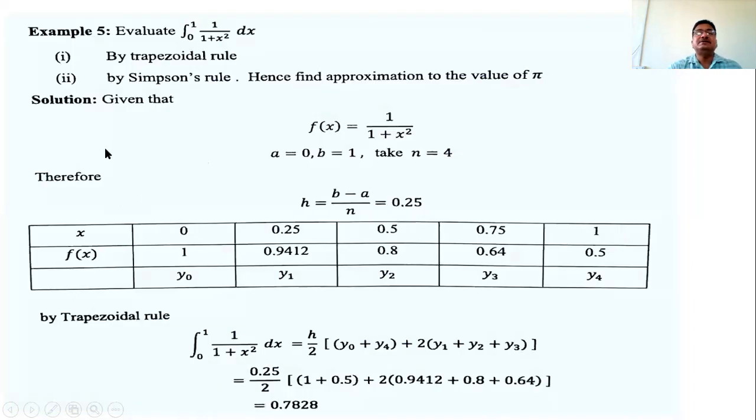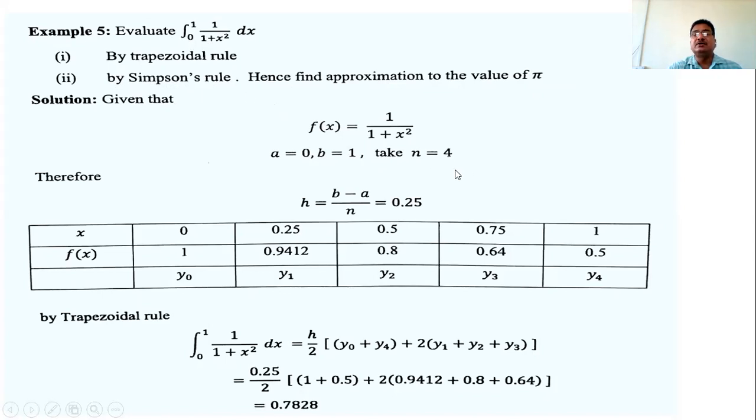And the next problem is evaluate the integration from 0 to 1 of 1 by (1 plus x square) dx by using the trapezoidal rule, by using Simpson's 1/3 rule or 3/8 rule. We can apply either Simpson's 1/3 rule or 3/8 rule. Hence, find the approximate value of pi. So first, 1 by (1 plus x square) is f(x). A is 0, b is 1.